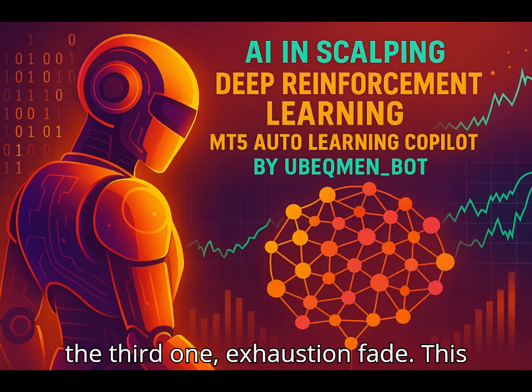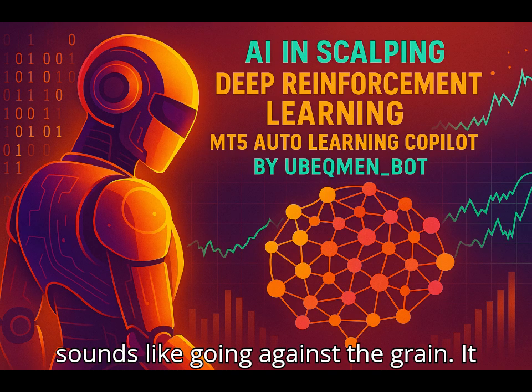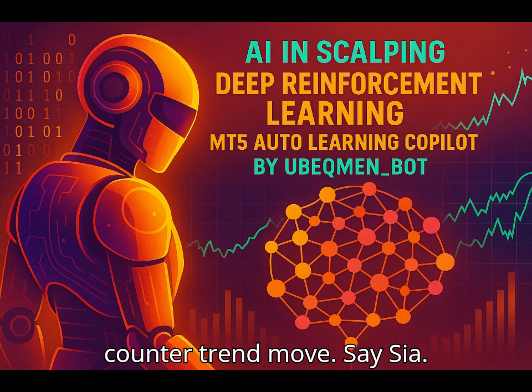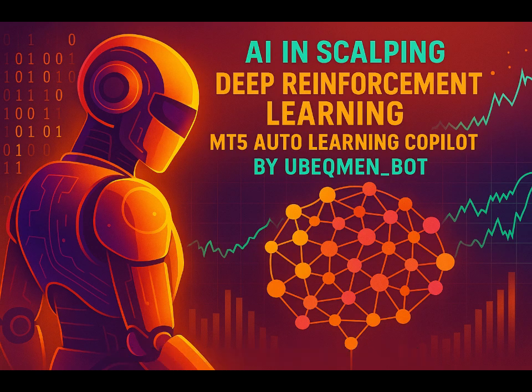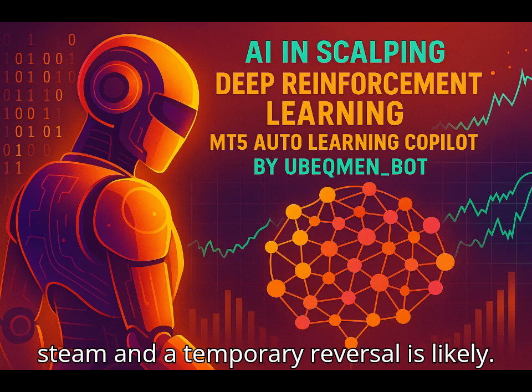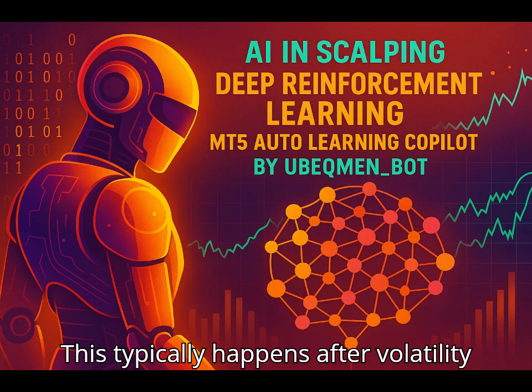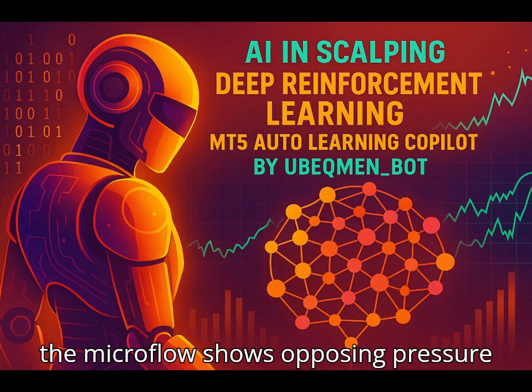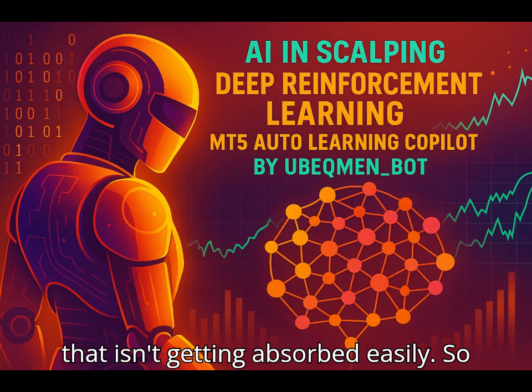And the third one, exhaustion fade. This sounds like going against the grain. It is. It's described as a controlled counter-trend move. The insight here is spotting when a strong move seems to be running out of steam, and a temporary reversal is likely. This typically happens after volatility has peaked and starts to cool down, and the microflow shows opposing pressure that isn't getting absorbed easily.